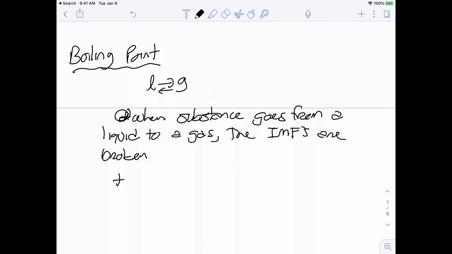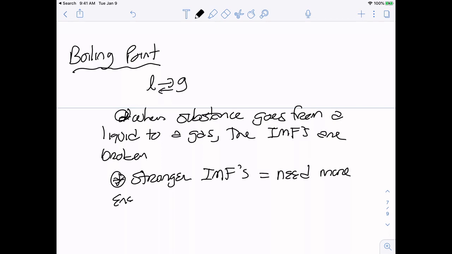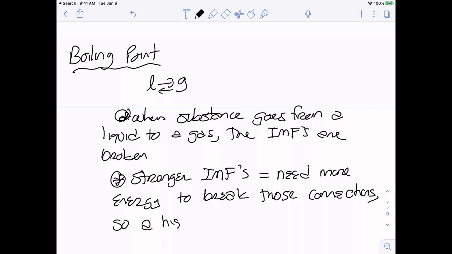So the stronger those forces, the more energy I need to break it, the higher that boiling point. So stronger intermolecular forces means I need more energy to break those connections, so a higher boiling point.